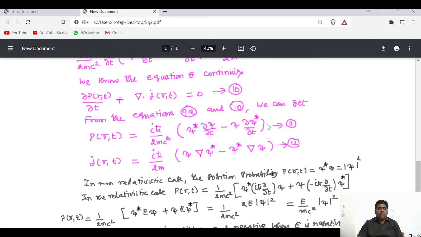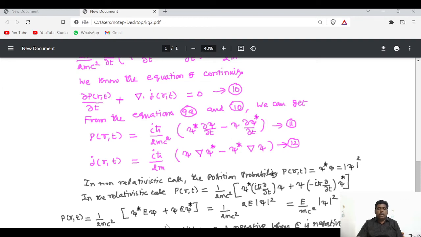If you think about this equation 11, if psi is real, P of r comma t equals 0, because psi is real, dou psi by dou t equals dou psi star by dou t. So P of r comma t equals 0, but position probability cannot be equal to 0. It should have some value. So we cannot call this P of r comma t a position probability in the relativistic case.